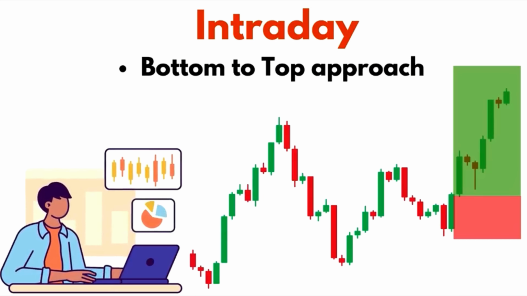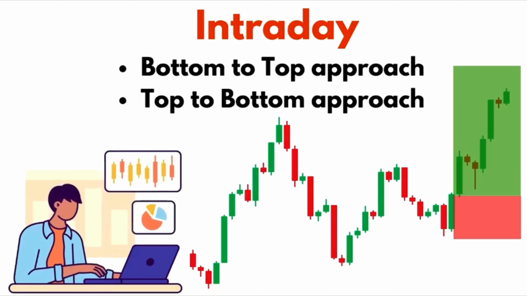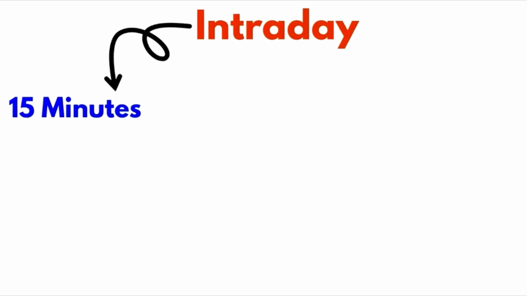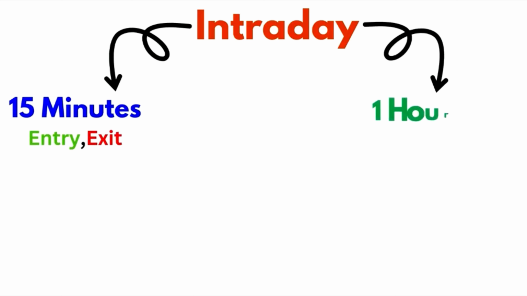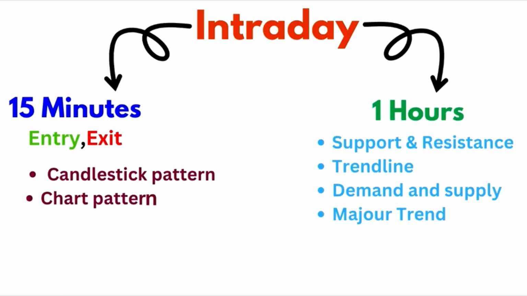Some call it top-to-bottom, but both refer to the same idea. Most traders don't use bottom-to-top analysis, but we strongly recommend it. For intraday, we can use the 15-minute time frame, but only to plan entries and exits. We first go to the 1-hour time frame and mark all key levels: support, resistance, trend lines, demand-supply zones, and major trends. Then we move to the 15-minute chart and look for candlestick or chart pattern setups near those levels. We can even use the 5-minute chart for entries and exits to get a better risk reward. But personally, we prefer 15-minute execution.